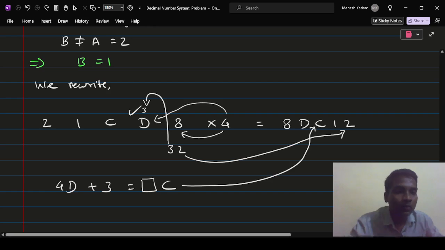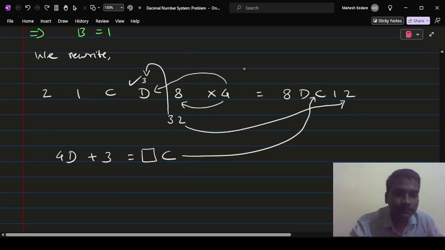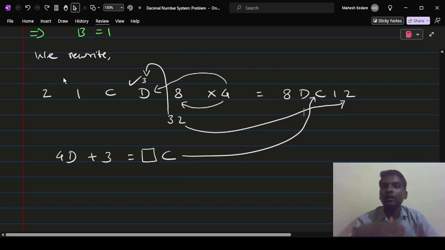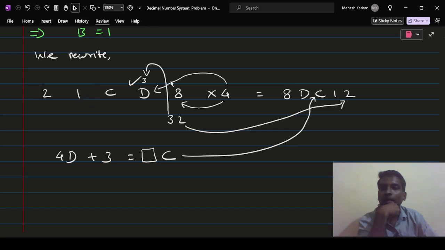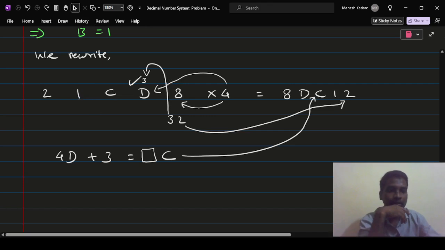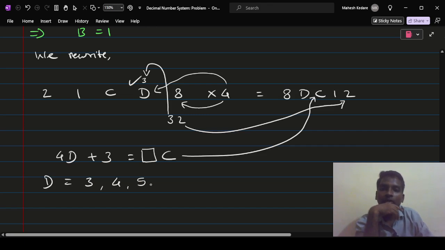And now what are the choices for D? Already we have numbers 2, 1 and 8. These digits are already present in the given number, and we know that all digits are different. So because all digits are different, D can have the value 3 or 4 or 5 or 6 or 7 or 9.